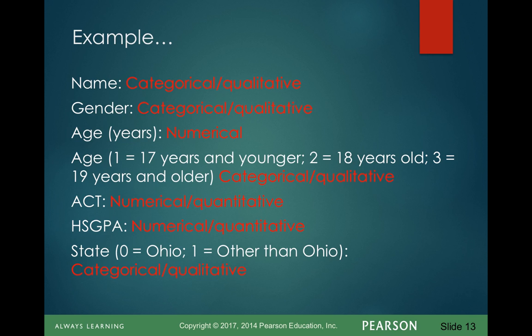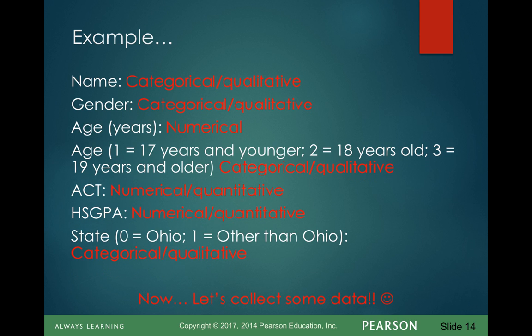ACT would probably be numerical, quantitative, high school GPA the same, and the state in which the person received their high school diploma would be clearly categorical, zeros and ones. Guys, when we have something with zeros and ones, we call that dichotomous. So the way we have this survey set up, state would be dichotomous, but age would not be because it has 3 classifications.